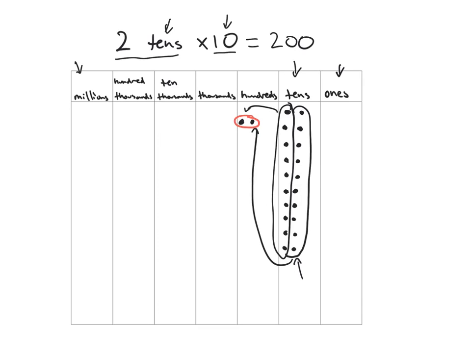So where we started, we had two single discs in the tens place, and then we ended with two discs in the hundreds place. So when we multiplied two tens by 10, these two discs in the tens place became two discs in the hundreds place.